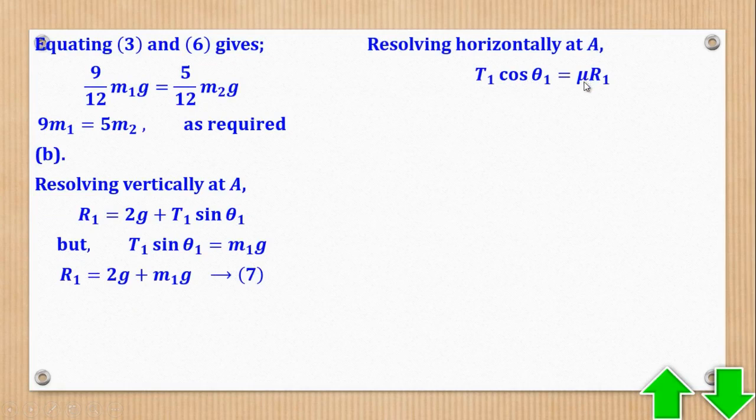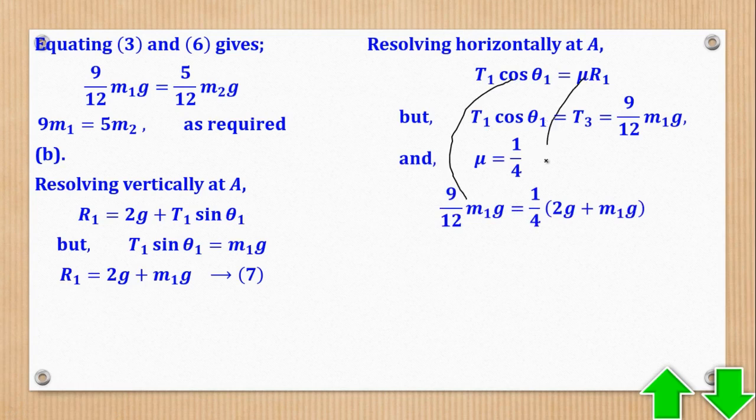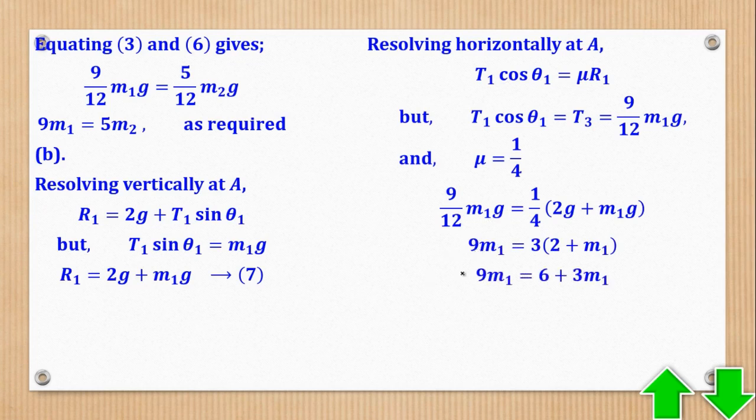What about resolving horizontally? T1 cos theta 1 is equal to mu R1. But T1 cos theta 1 is equal to T1, which is equal to that. And mu is equal to a quarter. Therefore, we shall come and substitute for this and for this mu and for this R1. Then I think here it is only M1 which is the only unknown, so I have to look for making it the subject. When I open brackets, I'll come up with this, collect like terms, and make M1 the subject. And that's what they wanted.